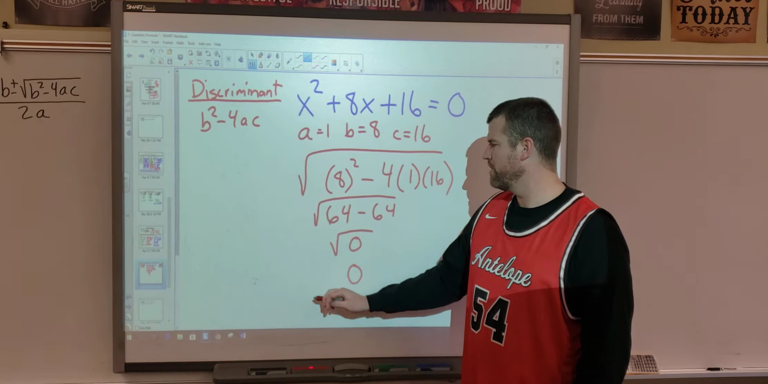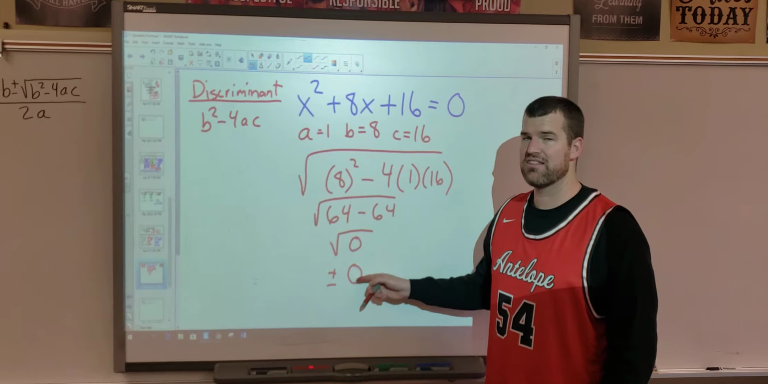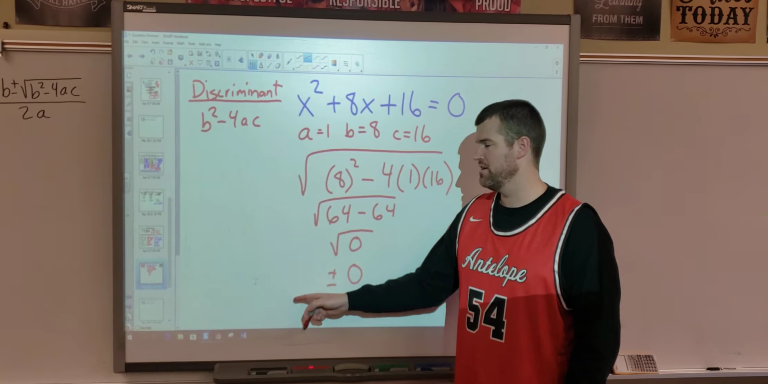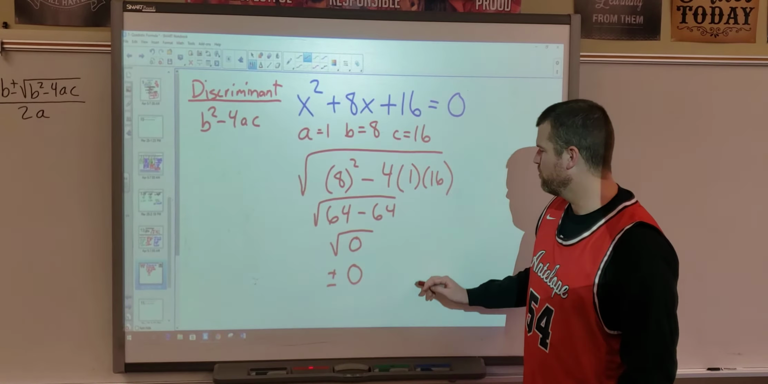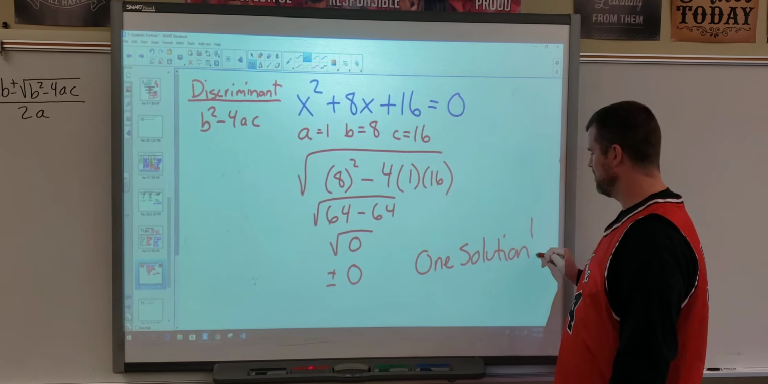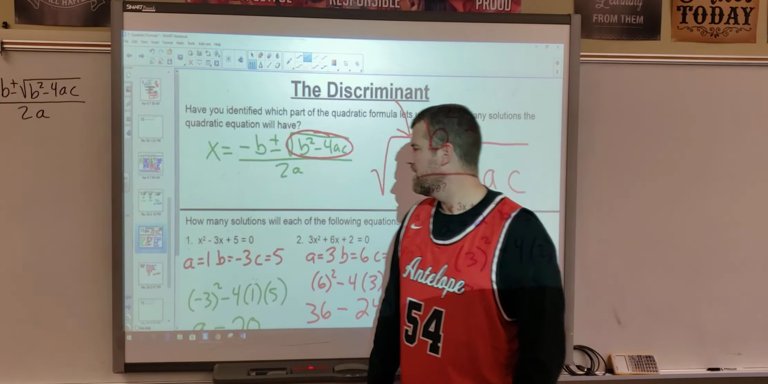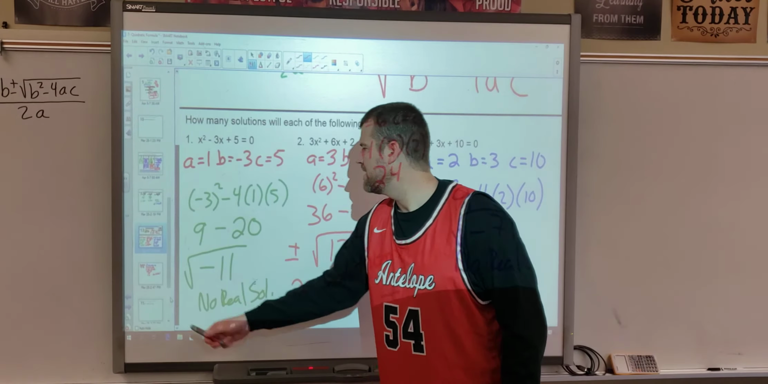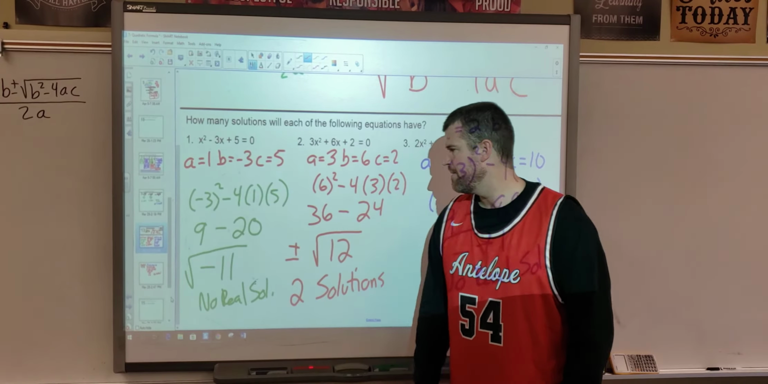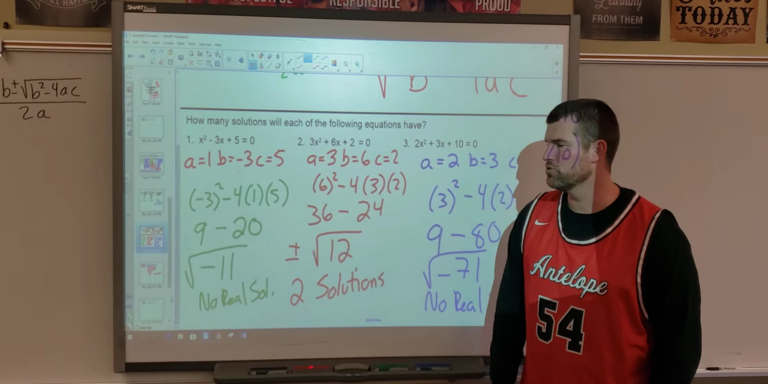And the square root of 0 is 0. So if we were solving this problem, we'd have some number in front, plus and minus 0. But if we add 0 and subtract 0, are we really changing the problem at all? No. So we really just have whatever term was in front divided by the 2a. So we'd end up with one solution. So again, if your discriminant is 0, you get one solution. If your discriminant is negative, you get no real solutions, but 2 imaginary. And if your discriminant is positive, you will always get 2 solutions.